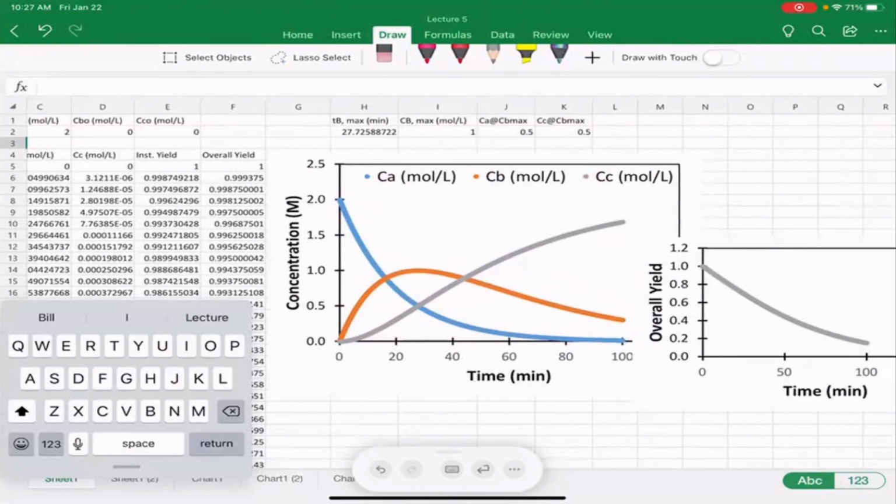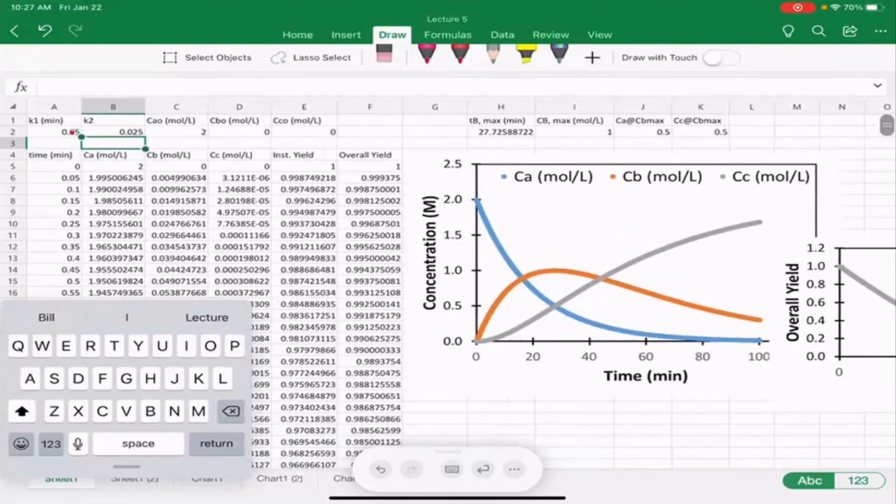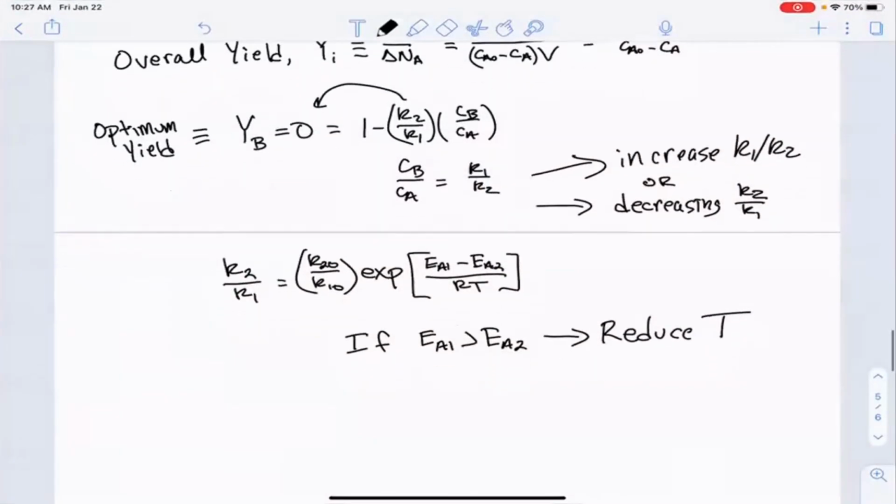And in the plot on the right-hand side here of the overall yield, at 30 minutes, the yield is about 0.7, where remember in the previous example it was about 0.6. So in this case, we were able to increase the maximum concentration of B and the overall yield when the activation energy for reaction 1 was greater than reaction 2. Conversely, if the activation energy for reaction 1 is less than the activation energy for reaction 2, we have to take the opposite approach, because then this is a negative number.